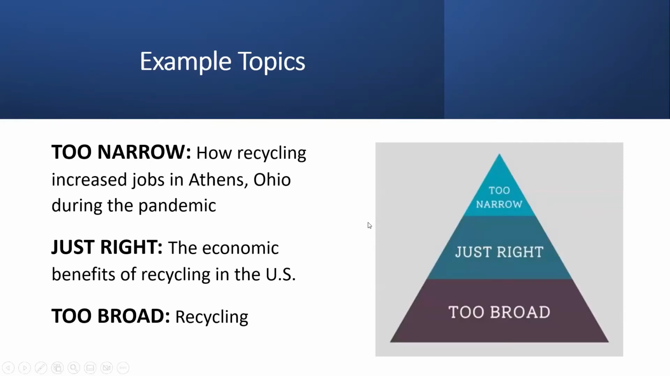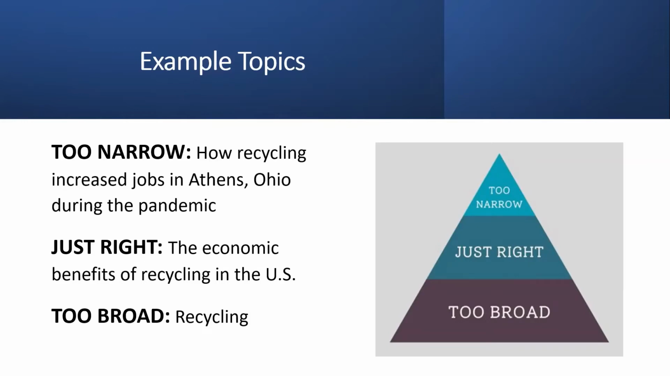So, example topics. Let's look at a topic that's too narrow. How recycling increased jobs in Athens, Ohio during the pandemic. So we have one city in Ohio that's pretty narrow. We also are looking at a pretty specific time frame. The pandemic has been going on since 2019, so that's not that many years of things to be written about it. And recycling increasing jobs already is a pretty narrow topic.